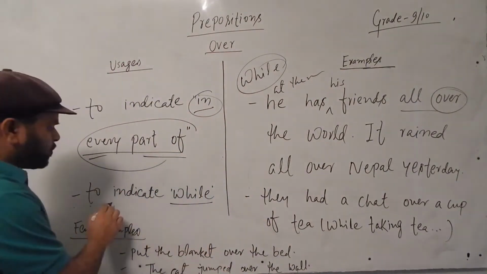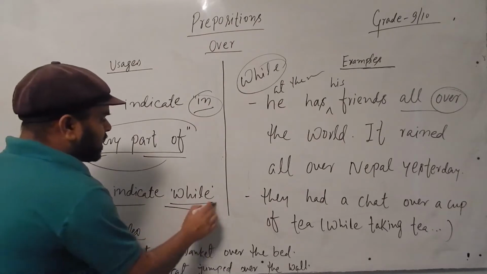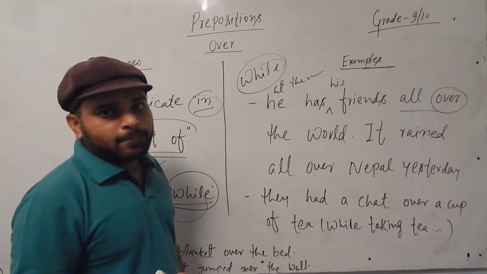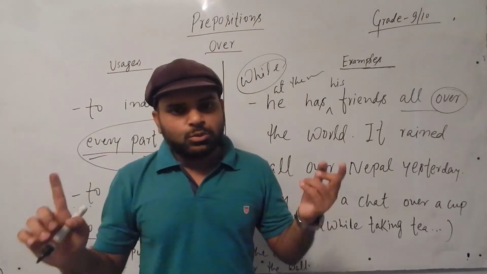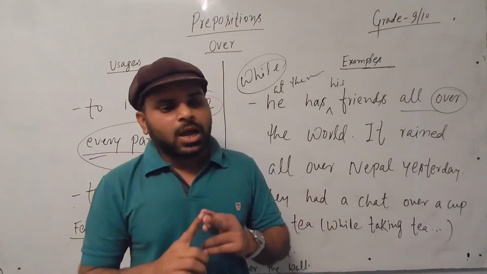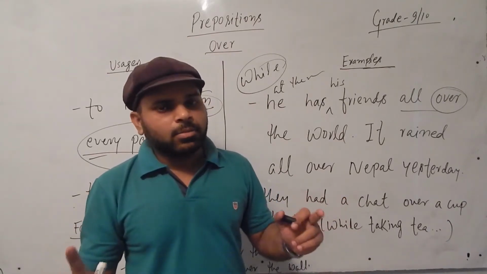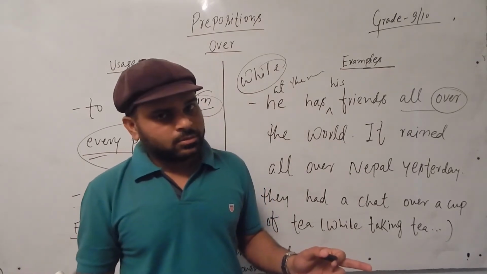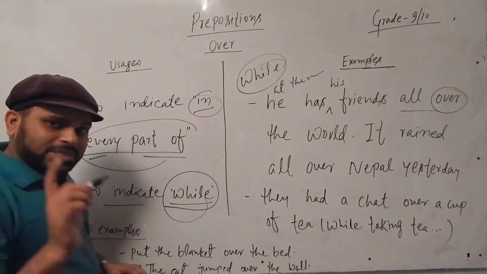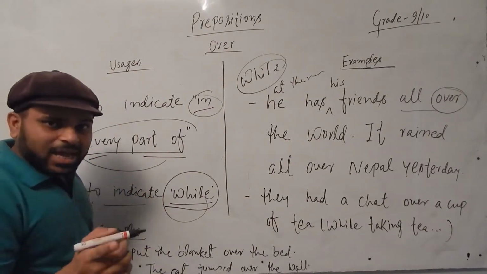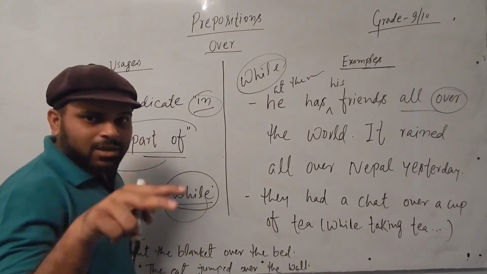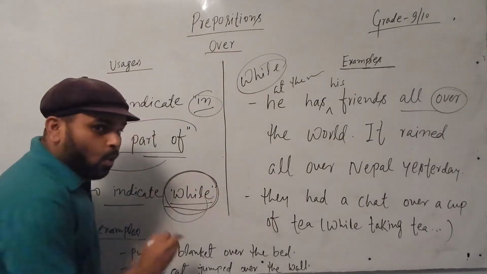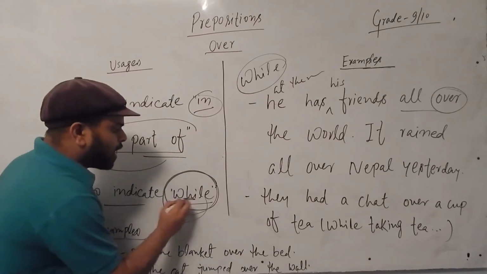So, if your sentence is indicating why, it means two simultaneous incidents, two things happening at the same time. So, if the sentence is sensing that it's talking about two simultaneous incidents, it's talking about why.